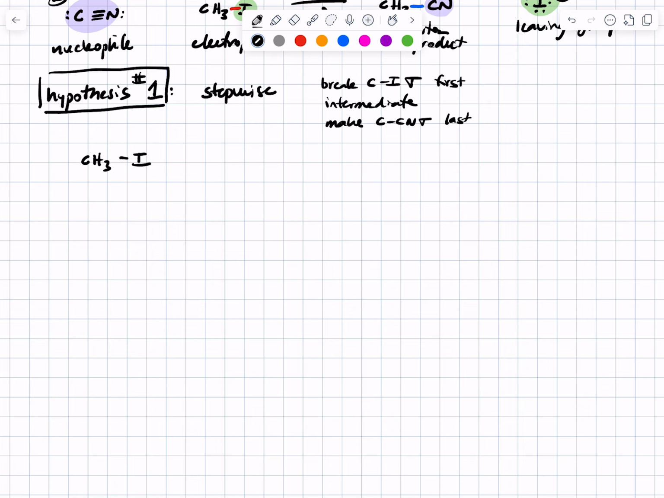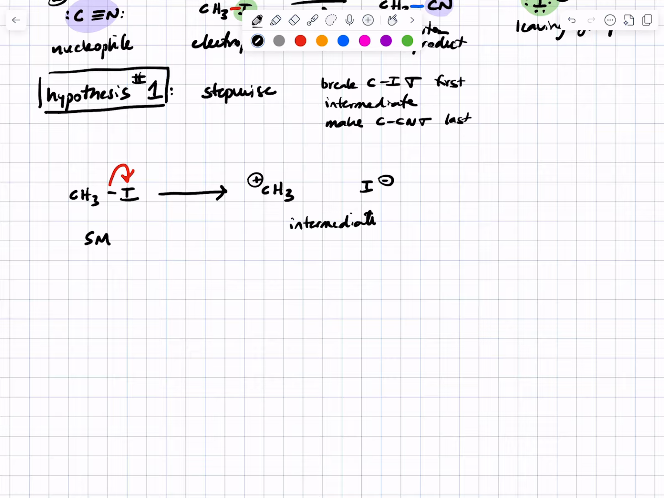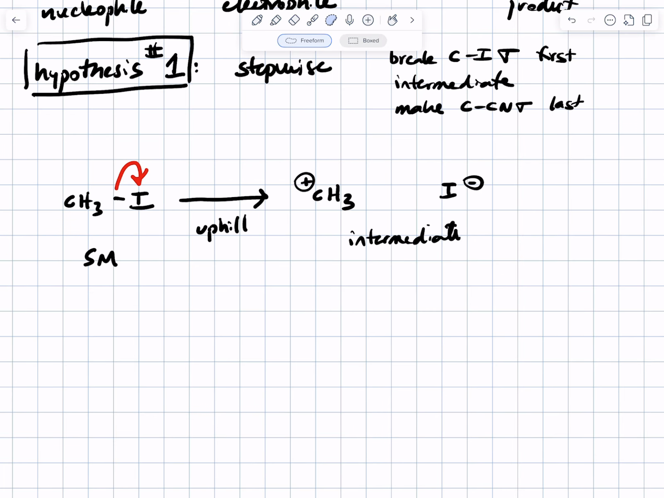Well, we'd start with methyl iodide. Iodine would leave, so this would be our starting material. Iodine would leave, and we would get an intermediate that had a positively charged carbon and a negatively charged iodide. Those would be separate from each other, and this would be an intermediate. Now you tell me, based on what you understand about bond breaking versus bond forming, is this uphill or downhill in energy? Very uphill. Breaking a bond is uphill, and you haven't even compensated for it by making a bond. So you expect the intermediates to be higher in energy than the starting materials.